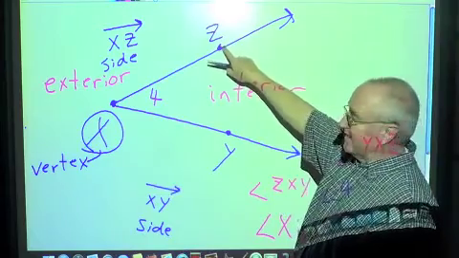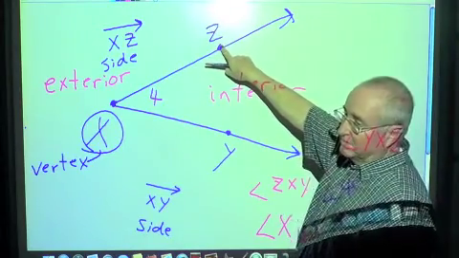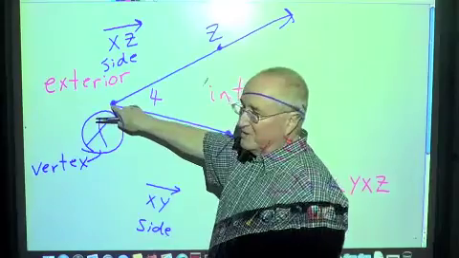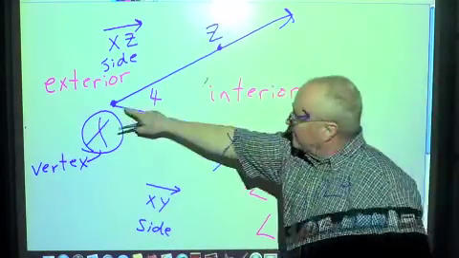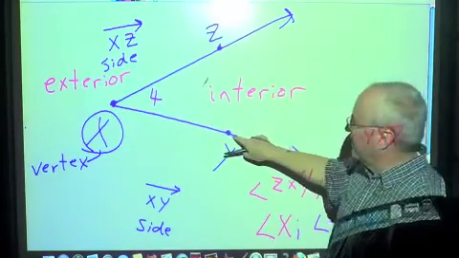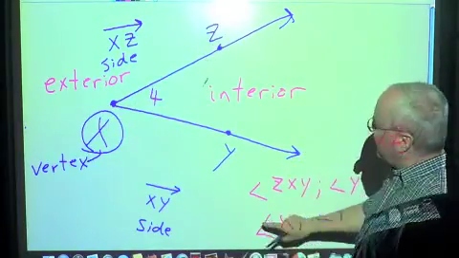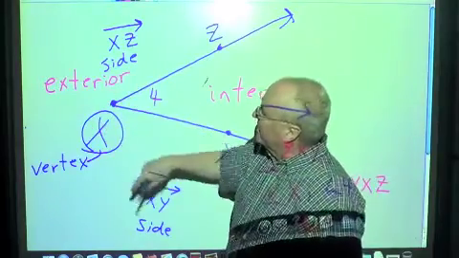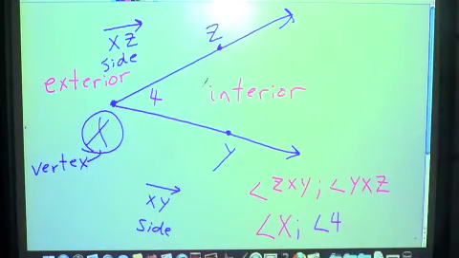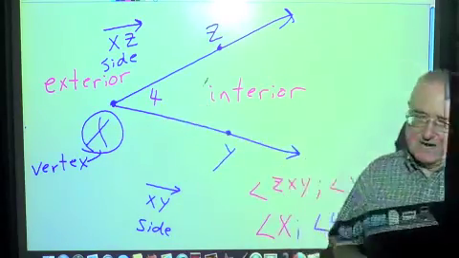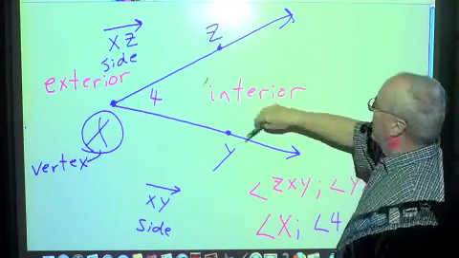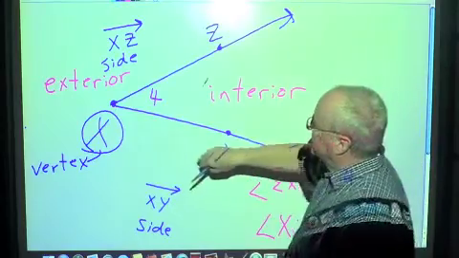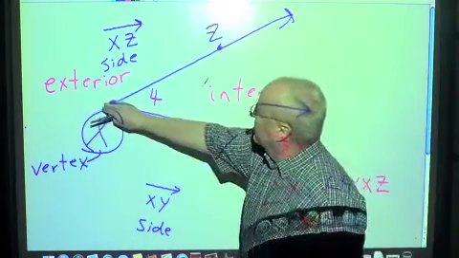Name it by its sides. Start with the point that's on this side. The vertex is always in the center of the name. Okay? So ZXY, or vice versa, YXZ. We can name it by its vertex as long as there's not any other angle that we might get in trouble with. Okay? We can also name it by a number that we give it. Okay? An angle divides a plane into 3 parts. The interior, the exterior, and the angle itself.